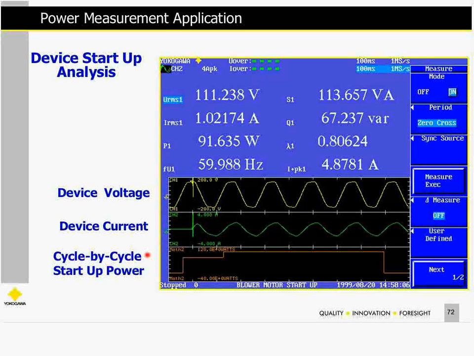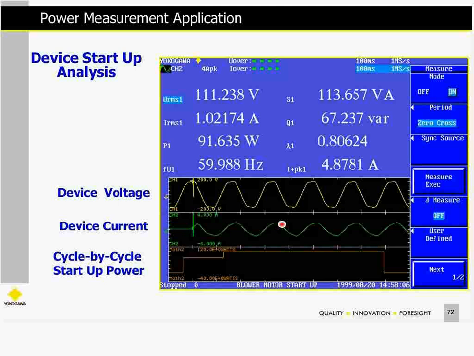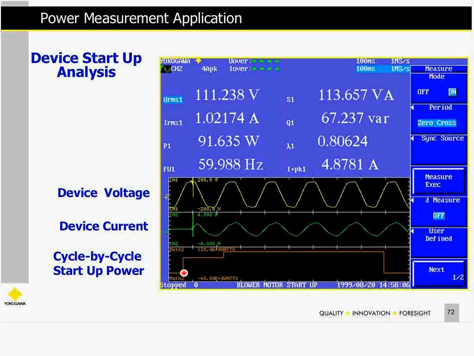And we can look at a cycle-by-cycle startup power measurement. The power's off. Within one cycle on this, or within the second cycle, this device had started and was running at its constant power. It may take other devices several cycles to start up, and all this you can see with different power analyzers on how to analyze that startup condition.